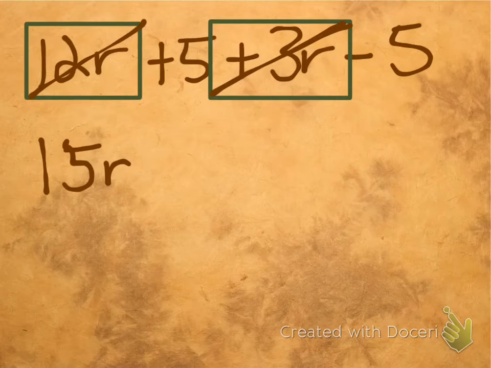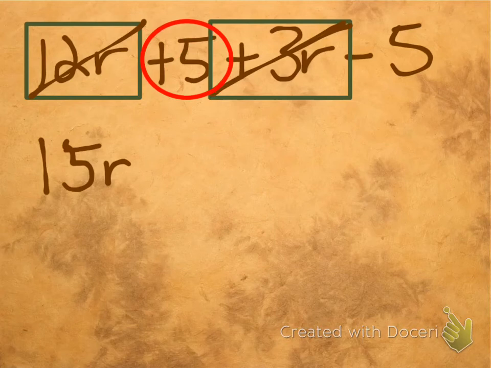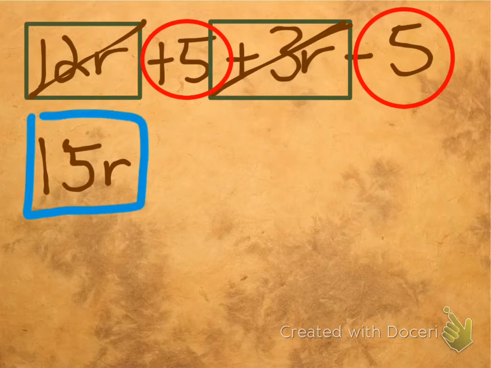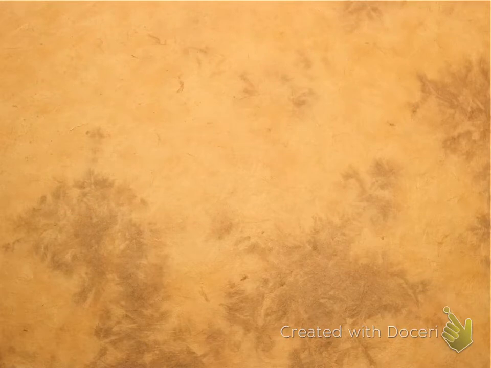Next, we have a positive 5 and a negative 5. Now these go together because they don't have variables. Since neither of them has a variable, that makes them like terms, which means we can go ahead and combine these. What's positive 5 plus a negative 5? 0. Which means I don't need to write anything. My answer is 15r. Now, I'll do some more examples, so don't stress out just yet.